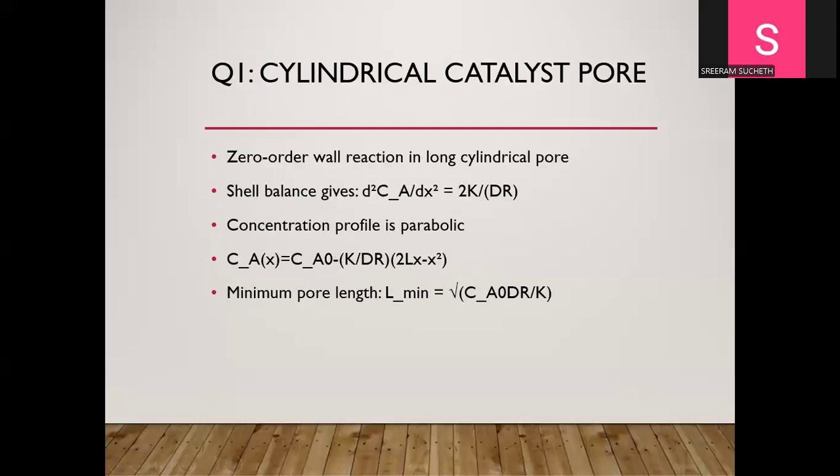In question number 1, this question is based on a cylindrical catalyst pore. Here reactant A diffuses through a long cylindrical catalyst pore with a zero order wall reaction. Using shell balance, the concentration profile becomes parabolic. We get the final expression as CA of x equal to CA naught minus K upon DR into 2 into Lx minus x square. From this, we also derive the minimum pore length required for complete conversion.